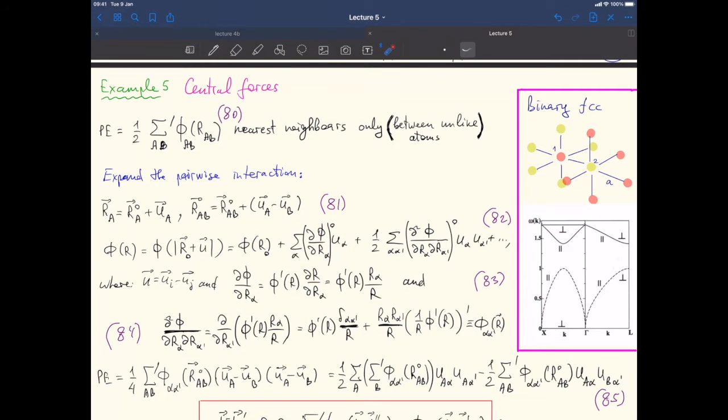So the first derivative is, using the chain rule, f prime with respect to the distance itself, with respect to the absolute value of the vector, and then we have to differentiate the absolute value of the vector with respect to its component.